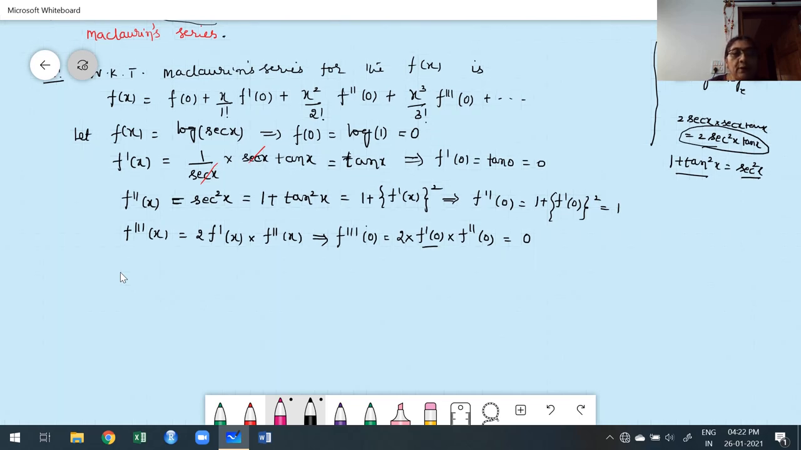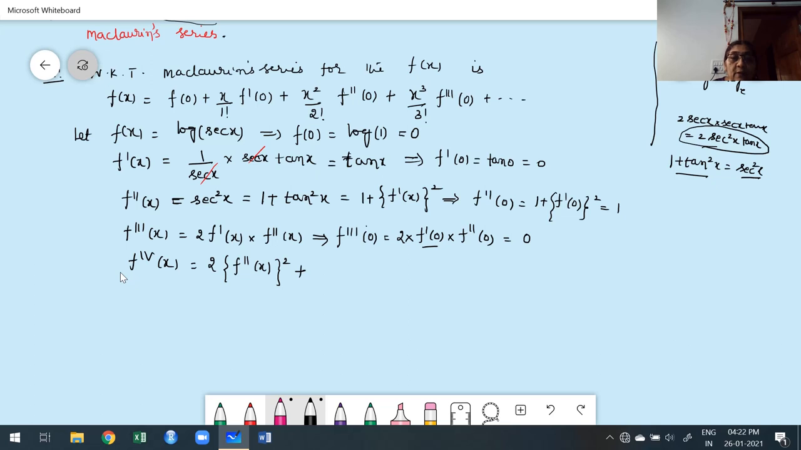Next, I have to find out the fourth derivative. For that, you go for the product rule. While taking the product rule, observe carefully, that's very, very important. 2 is a constant. Okay, fine. The derivative of f' is f''. But the second function is already f'', so we get (f''(x))².